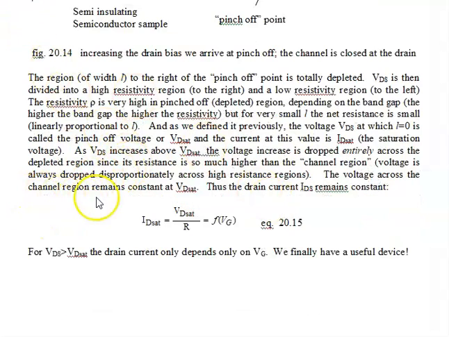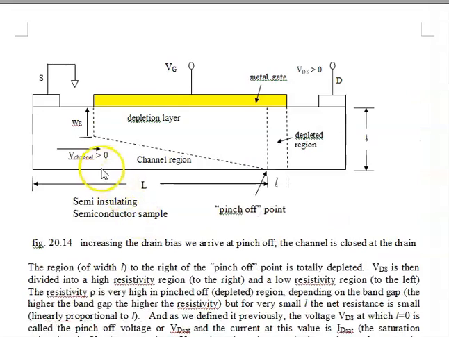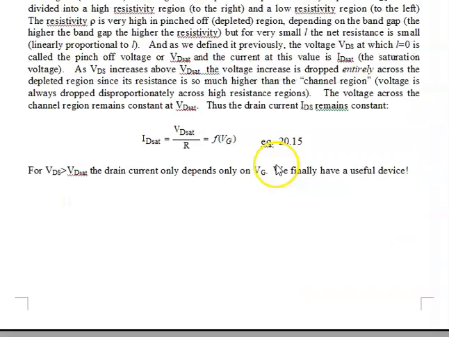So the voltage across the channel region, here, this is the channel, this is the pinch-off. The voltage across the channel stays constant because all the additional voltage above VDsat is dropped across the high resistance region. So that the current now, the IDsat, which corresponds to VDsat, no longer depends. I should say this really slow and really loud, but I won't do that because I'm a nice guy, calm. Anyway, the IDsat is now a function only of the gate voltage.